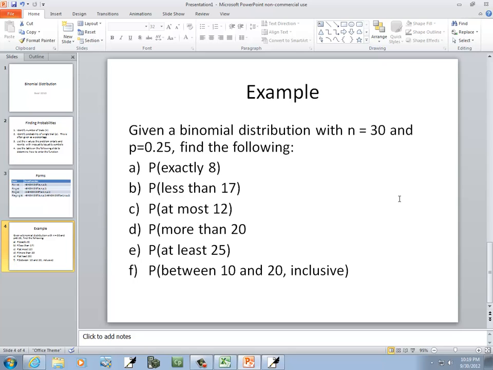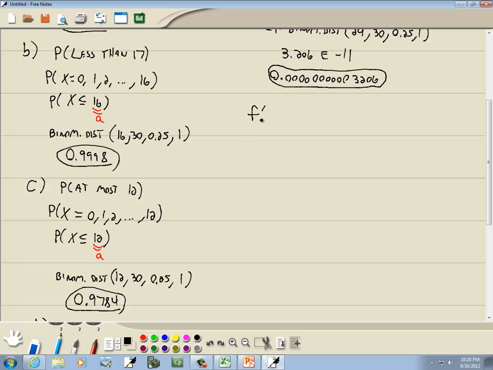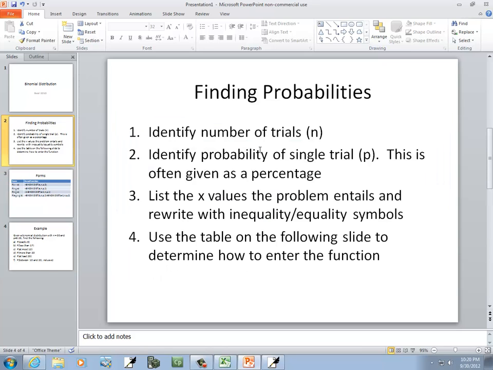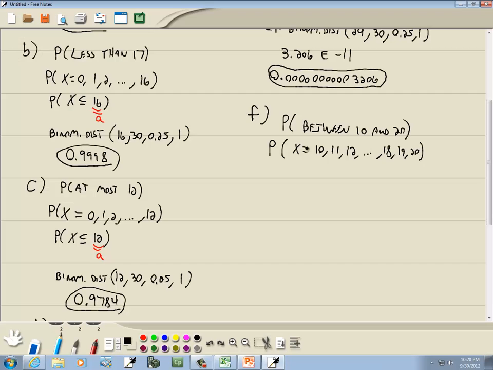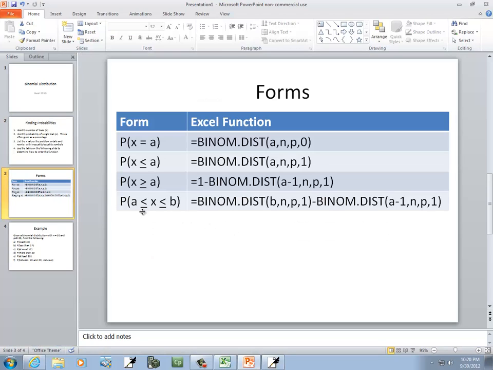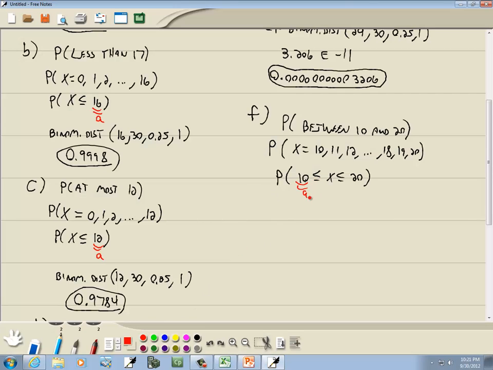And then our last one, between 10 and 20 inclusive. So between 10 and 20. Well, let's see what that means x value wise. Between 10 and 20 inclusive means it includes those values. So 10, 11, 12, all the way up to 18, 19, and 20. Okay. Step 3 says list the x values, which we just did, and then rewrite the inequality symbols. Well, this is like going from 10 to 20. So we write it in that form. And that's our last form here, where you have between two values. So this is going to be our A, and this will be our B.